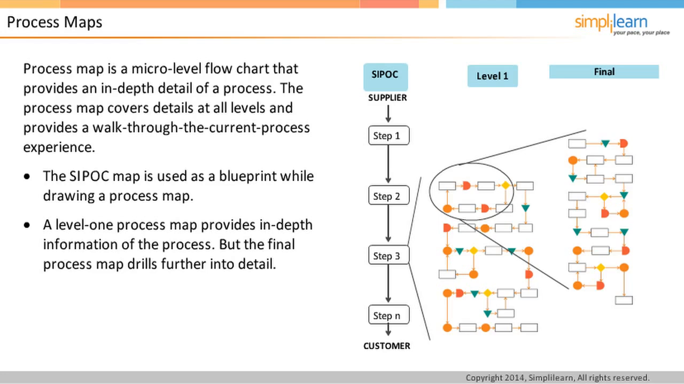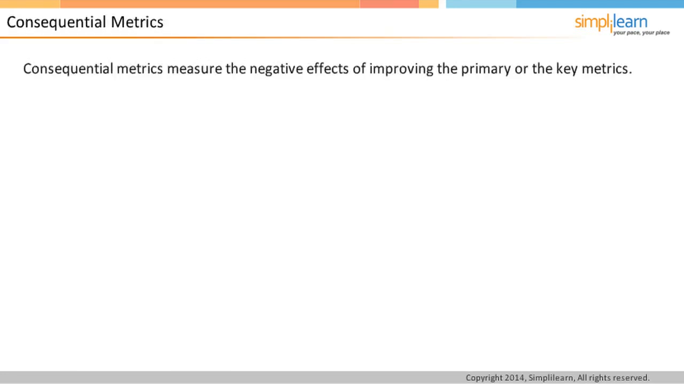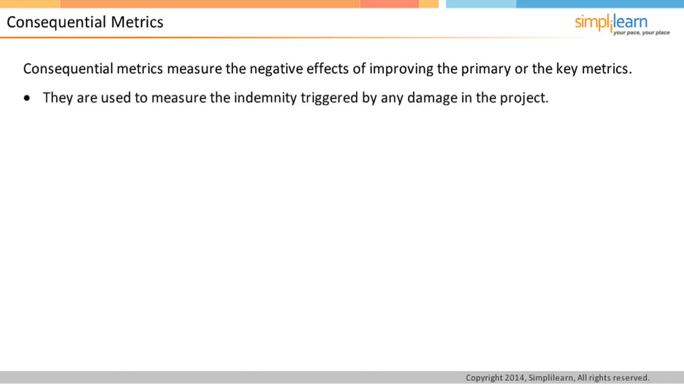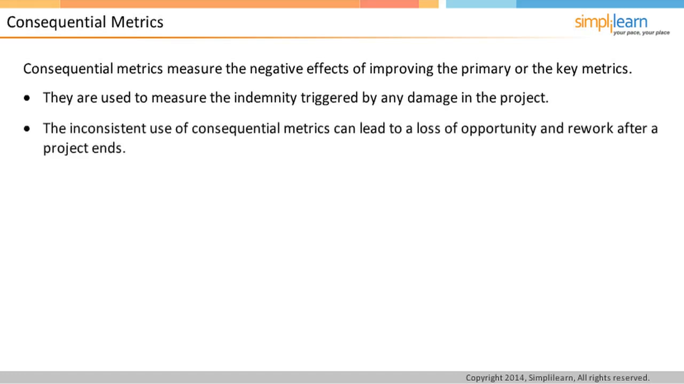Let us discuss consequential metrics in this screen. Consequential metrics measure any negative consequences. These can be business metrics, process metrics, or both. They measure the negative effects of improving the primary or key metrics. They are used to measure the indemnity triggered by any damage in the project. The inconsistent use of consequential metrics can lead to loss of opportunity and rework after a project ends.